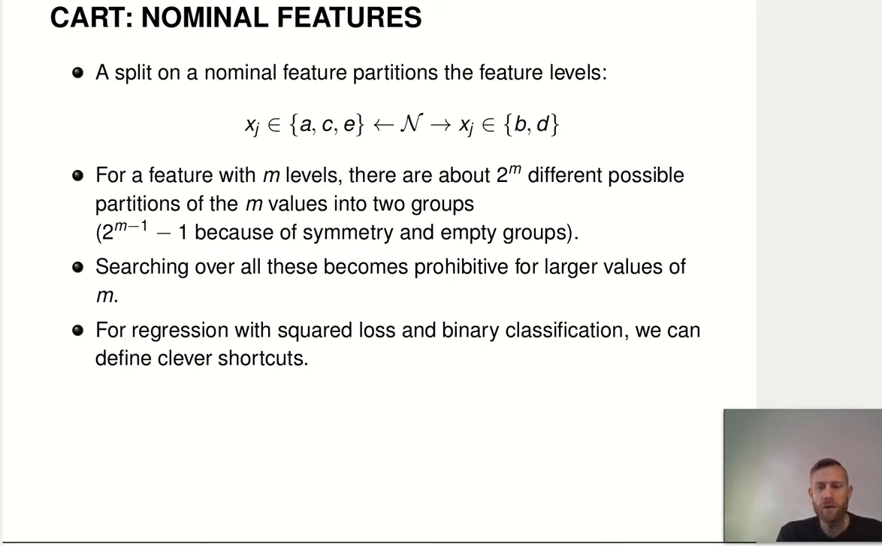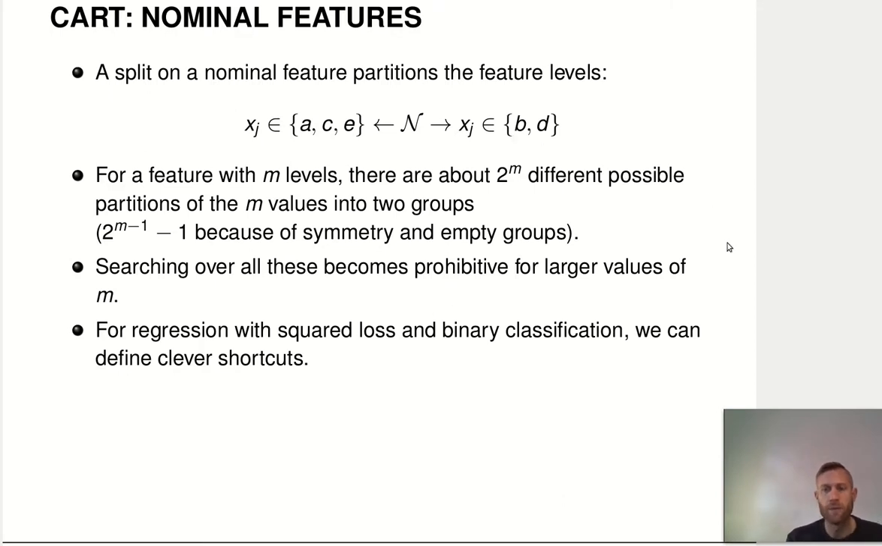Now, we haven't talked about nominal or categorical features in the context of tree learners so far, and there's a complication here. Let's say we have a feature xj that has 5 possible categories, A, B, C, D, E. Then any split on that feature, for example, would assign these 3 levels to the left child node and these 2 categories to the right child node.